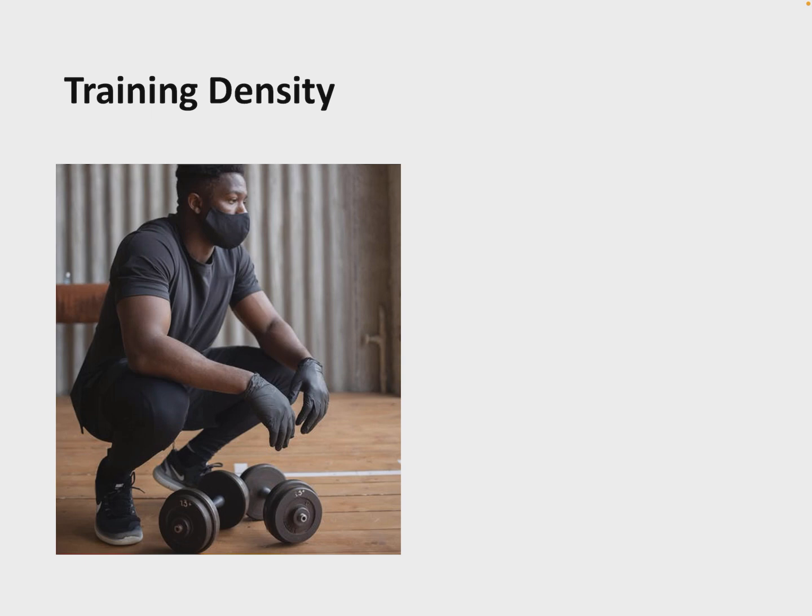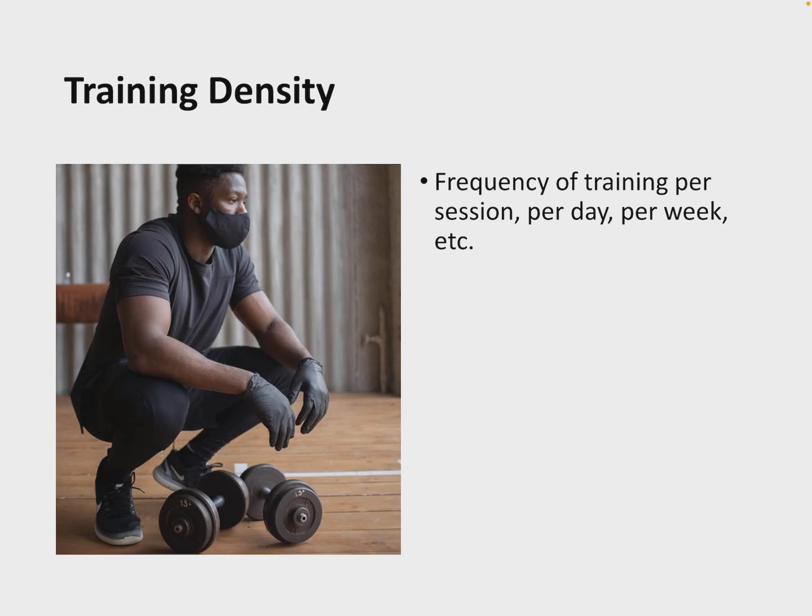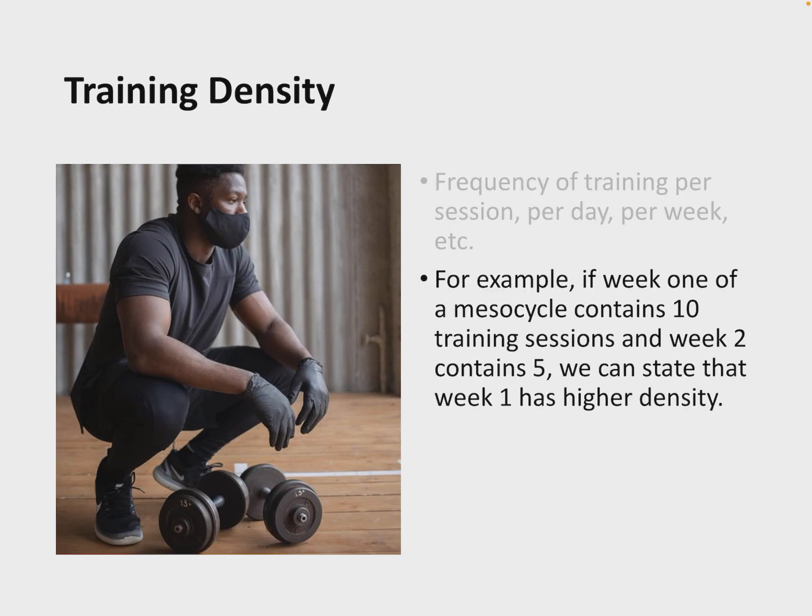Training density is another key term, and this is the frequency of training per session, per day, per week. For example, if week 1 of a mesocycle contains 10 training sessions and week 2 contains 5, we can state that week 1 has a higher density. So this is important to note. This is so we can keep track of things in our program.